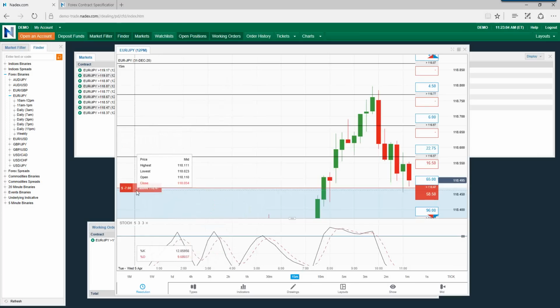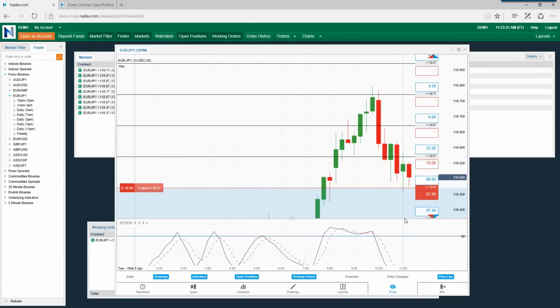Now, as you can see, it tells me, let me go over here. I don't want to see that data. Okay, it tells me right here, I am -1. -1 means I sold the binary option. Okay, but what if I wanted to buy?